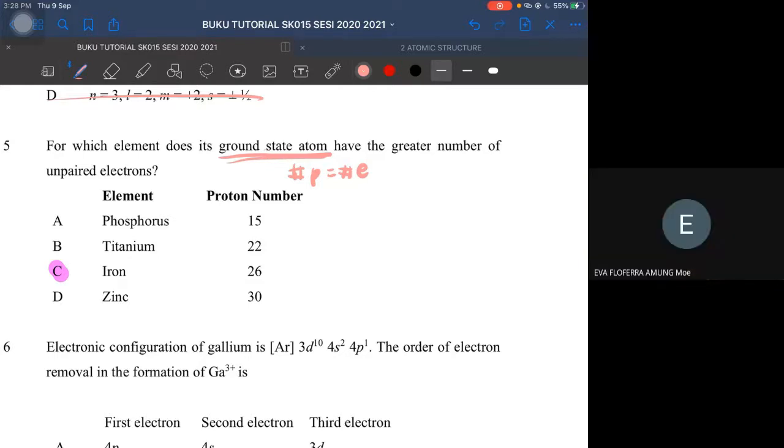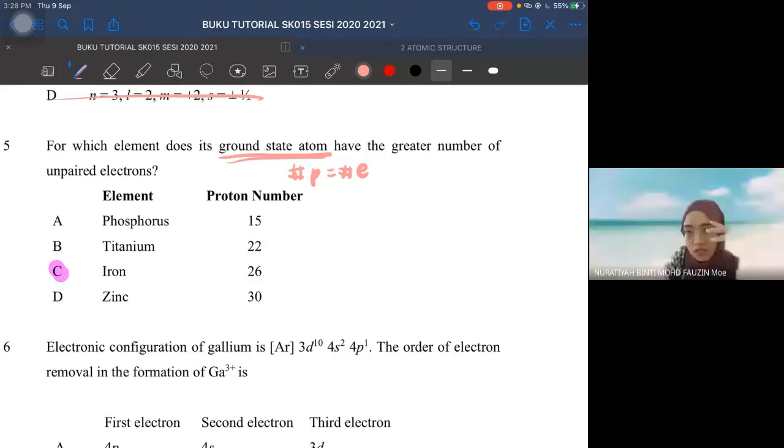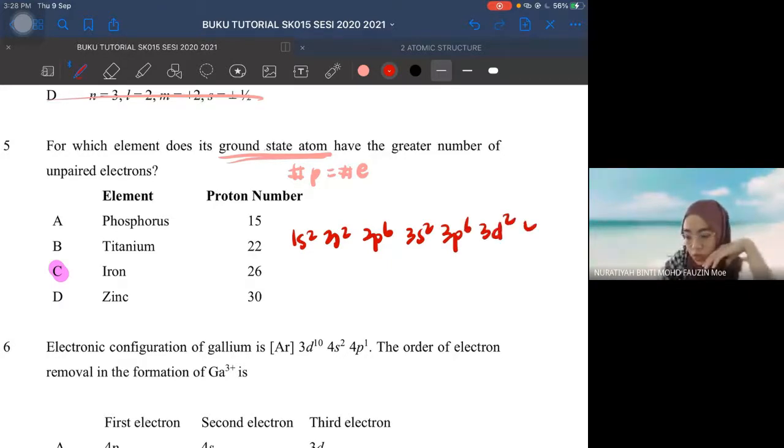So, tadi antara titanium dengan iron kan? Titanium: 1s2, 2s2, 2p6, 3s2, 3p6, 3d2, 4s2. Kenapa dia buat macam tu? Sebab awak akan fill in elektron dalam 4s dulu, baru 3d. So, I would rather write 4s2, 3d2.